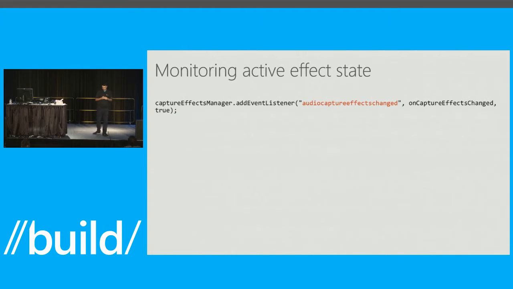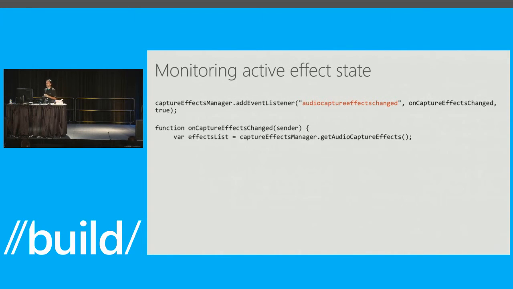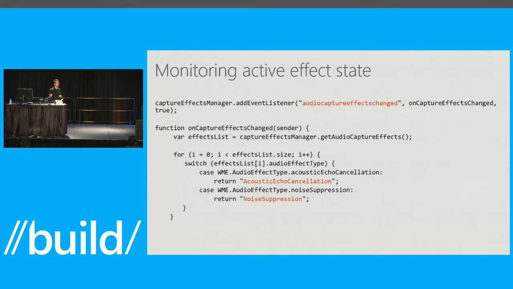Now, I'm good to go until something else changes the active state in the system. The way I can handle this is I will register a manager so that anytime the audio effects are changed, that manager or that function is going to be called. And then, again, I'm going to go through the effects that are available and see if there's a change to the configuration that I started with.